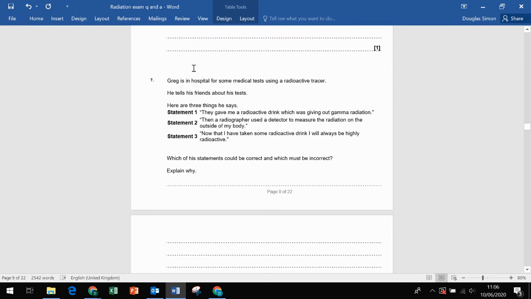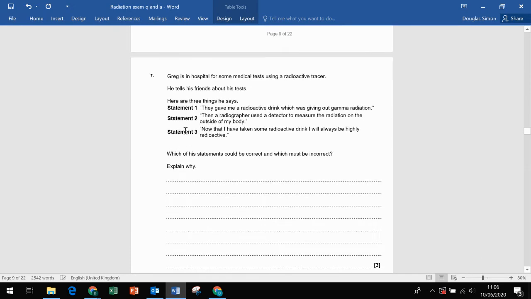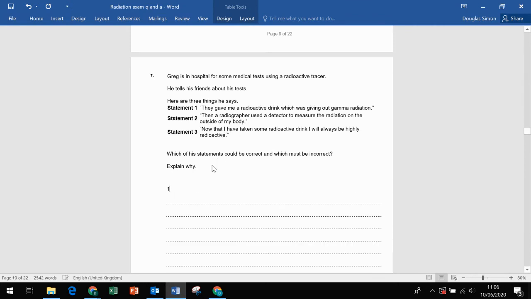All right, question 7. Let's get on one page. Greg is in hospital for some medical tests using a radioactive tracer. He tells his friends about these tests. Here are 3 things he says. Which of the statements could be correct and which must be incorrect? So, statement 1, they gave me a radioactive drink which was giving out gamma radiation. That could be true. Then a radioactive detector to measure the radiation on the outside of my body. Could be true. Now that I've taken some radioactive drink, I will always be highly radioactive. Not true. So 1 and 2 are true.